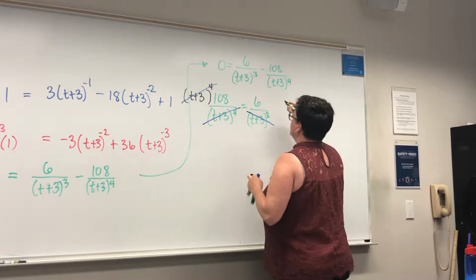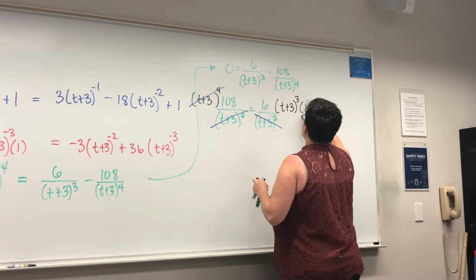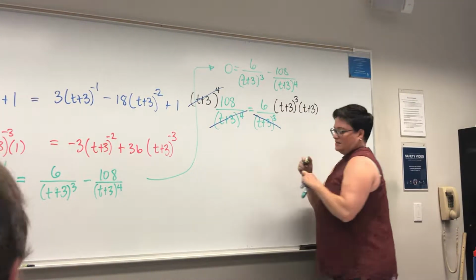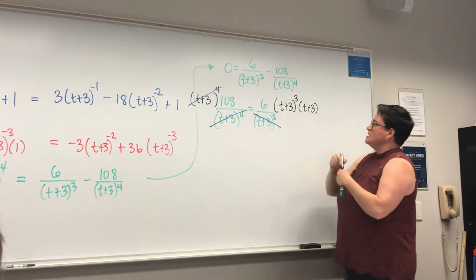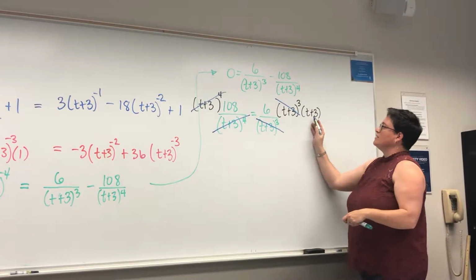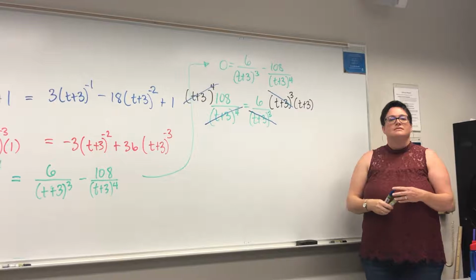What if I wrote t plus 3 to the 4th as t plus 3 cubed times t plus 3? Could I do that? Yeah. So now what cancels? Just the t plus 3 cubes, right? So we're left with this guy. So does that make a little more sense?